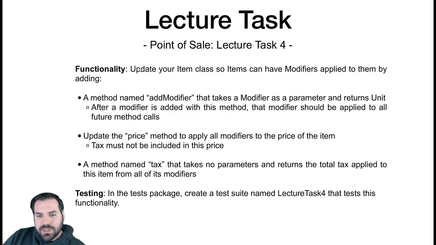So this is our goal for today's lecture task: working with the modifier class without caring what the actual types are. Add modifiers, compute price and tax based on modifiers. The item class will not know or care what a sales tax is, what a bottle deposit is, and what a sale is. And that's the power of polymorphism. That's what we're getting at with lecture task 4.